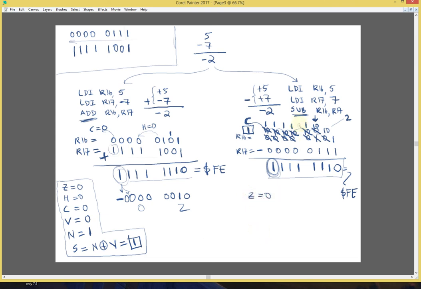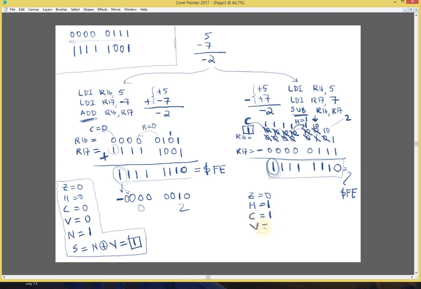Okay, there was a borrow from bit 4 into bit 3. You just saw that. Therefore, the half carry is set to 1. So H equals 1. There was a borrow from the carry flag, borrowing along all these bits here. Therefore, the carry flag is 1.